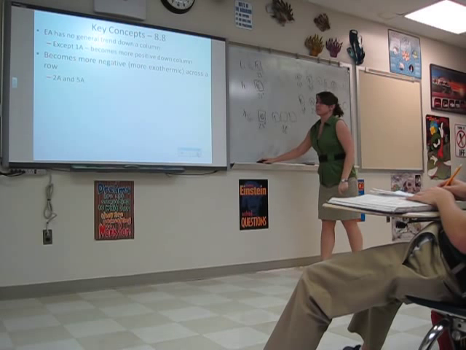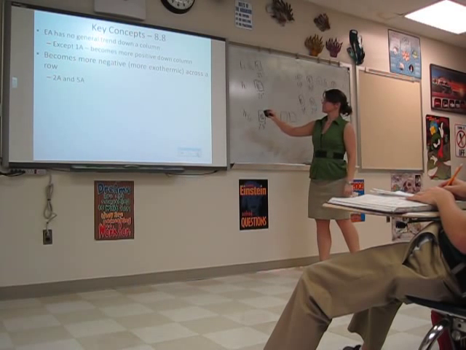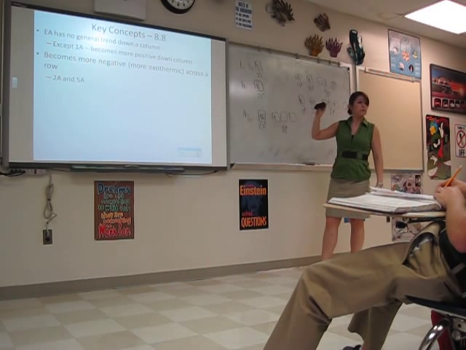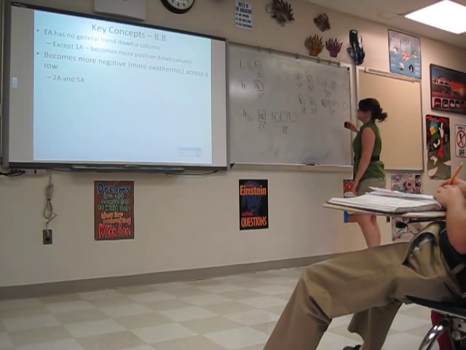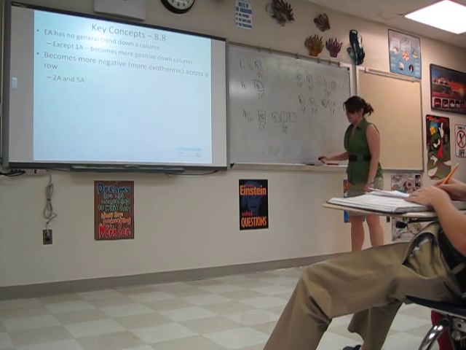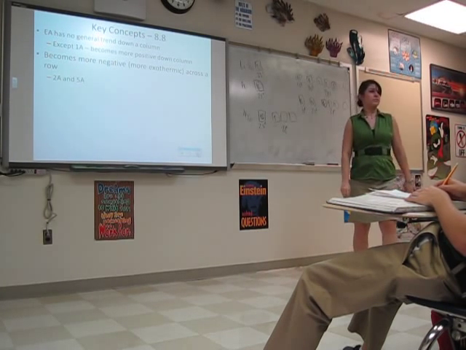What is affinity? What is the EA, electron affinity? The energy required to add an electron to an element. So ionization energy is the energy to remove the electron, and electron affinity is to gain an electron.